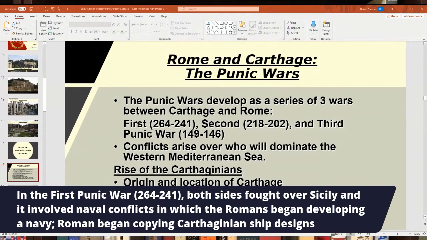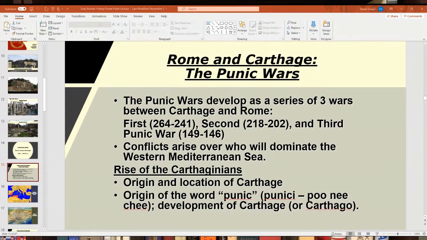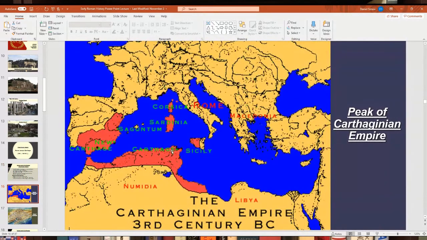Now, the first Punic War, of course, was fought, like I said, over Sicily. Sicily, if you go to this map here, was considered a vital part of the Mediterranean. It's between Italy and North Africa. So the Roman side wanted control of Sicily so they could control the Mediterranean and then maybe also take over North Africa. And the Carthaginians wanted to use Sicily to maybe take over Europe. So it's in reverse, what they wanted to do.